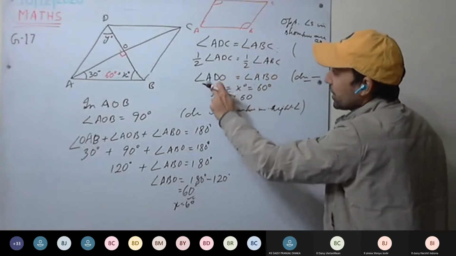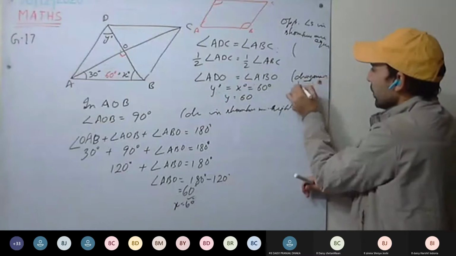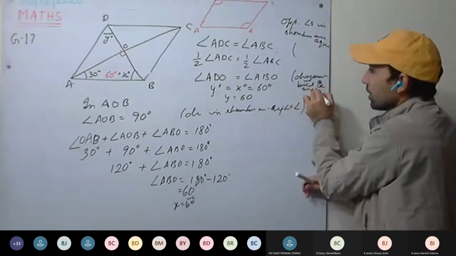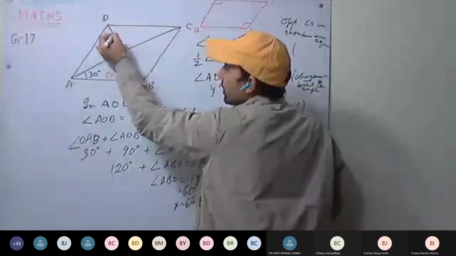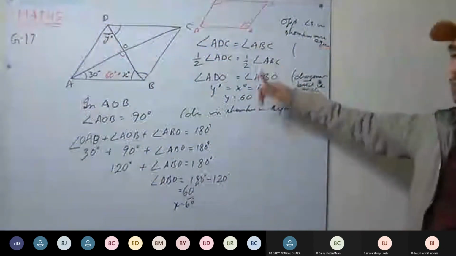And why is half of ADC equal to angle ADO? Here, the diagonals bisect the angle. This diagonal is bisecting the angle. This angle will be equal to this angle, and this angle will be equal to this angle. This is one way.